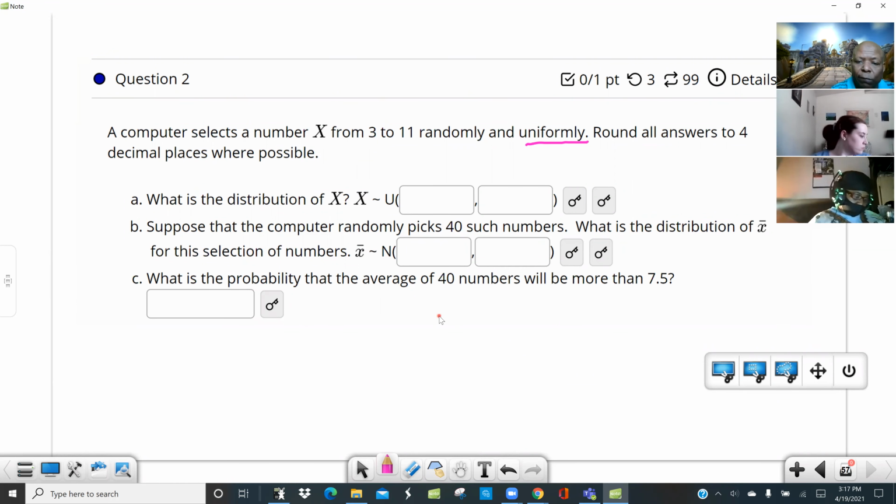Well, it's uniform from 3 to 11. That is it, because it is a uniform distribution. Suppose the computer randomly picks 40, what is the distribution of the sample means now?